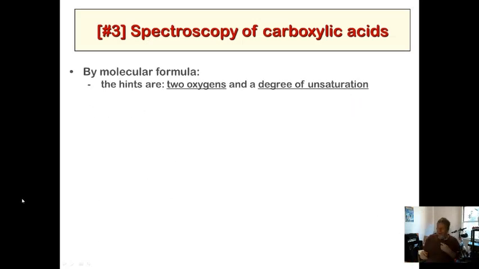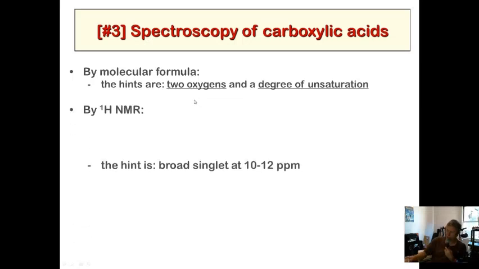Okay, two oxygens and a degree of unsaturation. So seeing a degree of unsaturation would give you a hint maybe that you have a carboxylic acid. If you do not have a degree of unsaturation, like you have UN equals 0, then it pretty much cannot be a carboxylic acid, right? But a degree of unsaturation alone does not imply that you have an acid. But two oxygens is a hint.